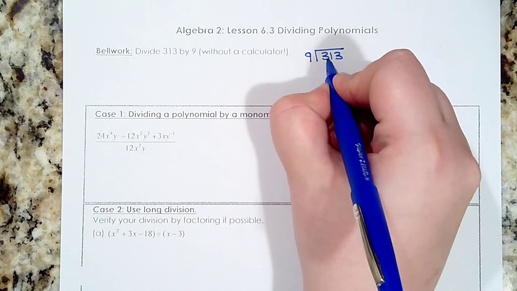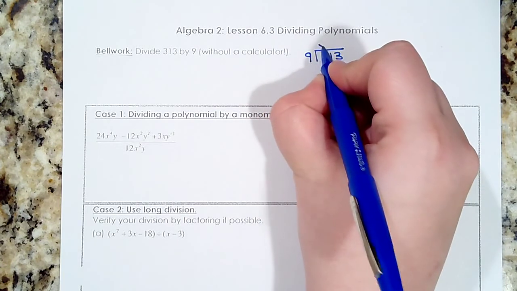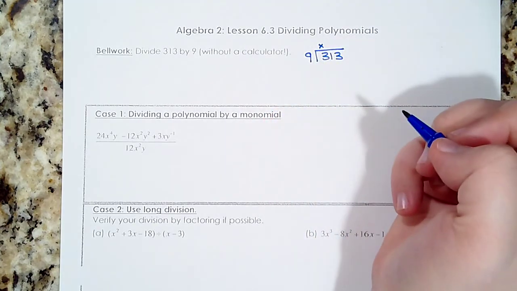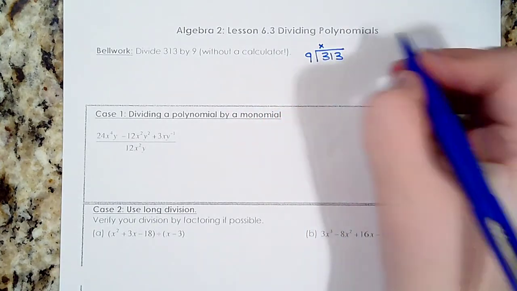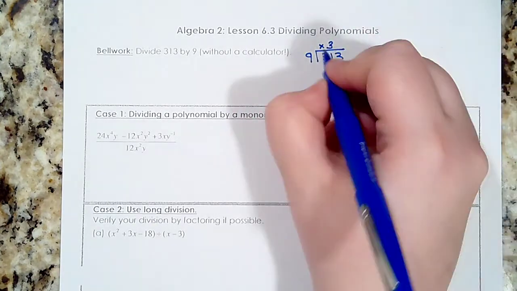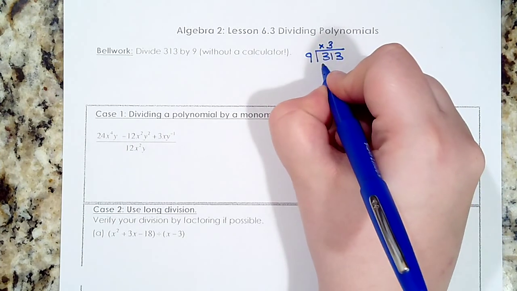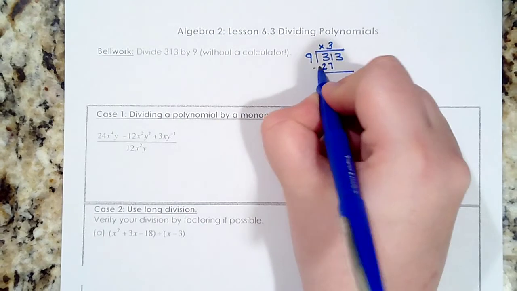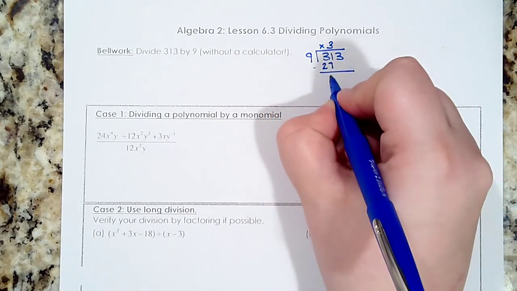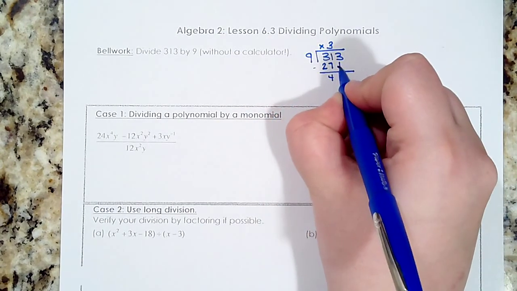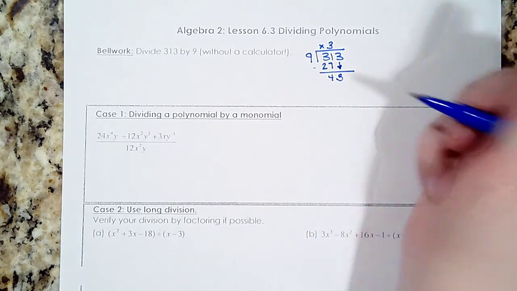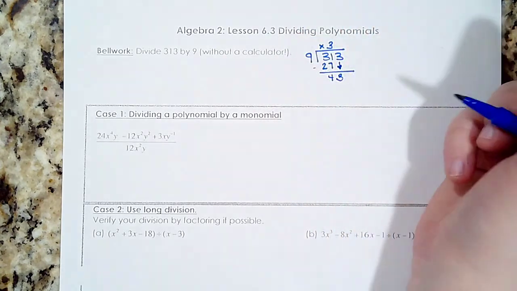Then all we're going to do is say, is 3 divisible by 9? No, it is not. So we go to the next digit and say 31 divided by 9. How many times does 9 go into 31? It goes in 3. 3 times 9 is 27. When I subtract that down then, I get 4. I bring down my 3 because I can't put 9 into 4.